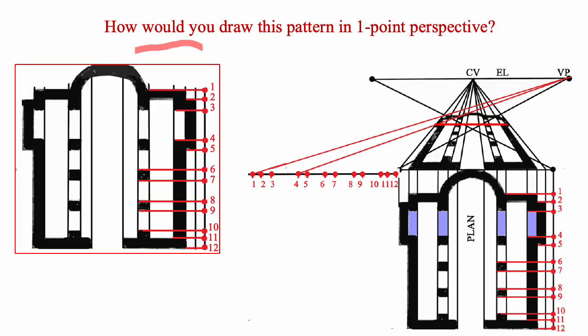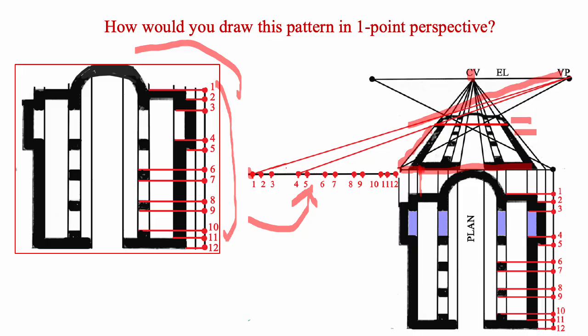How would you draw this pattern in 1-point perspective? Well, the easy part is to find where these vertical lines hit this measuring line, and then have each one of those lines converge toward the center of vision. The problem is, how do you find these horizontal lines? What you can do is find the traces for this part of the pattern and put them on the x-axis over here, and then have each one of these points converge toward a vanishing point on the other side of the center of vision. Where it crosses this line going to the center of vision will mark these various horizontal lines.